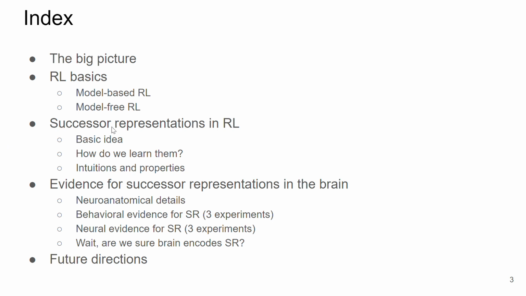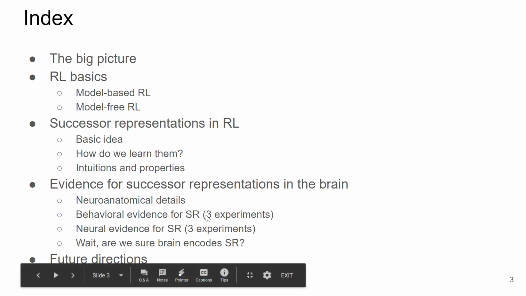So this is the flow of the presentation. We'll look at the big picture and the questions that we are trying to answer with this research. Then we go into some basic reinforcement learning so that all of us are on the same page. And then the idea of successor representations in reinforcement learning: the basic idea, how we learn them, and some intuitions of them. And evidence for successor representations in the brain. Specifically, we look at 3 specific behavioral experiments and 3 specific neural experiments to see how the brain is encoding these things, and some future directions.